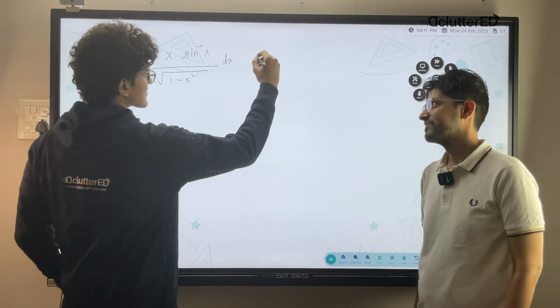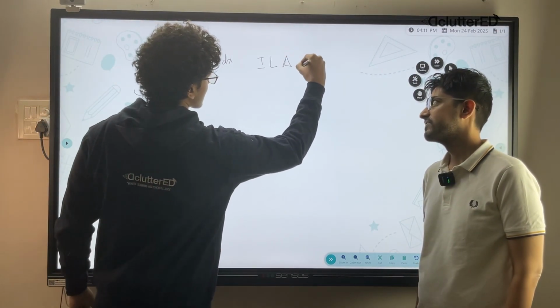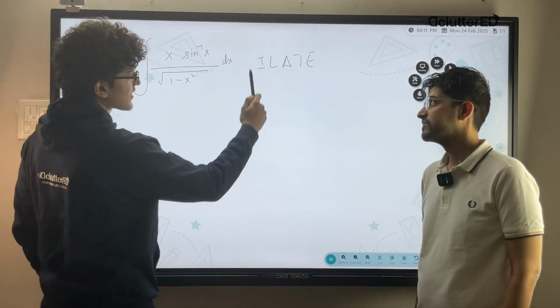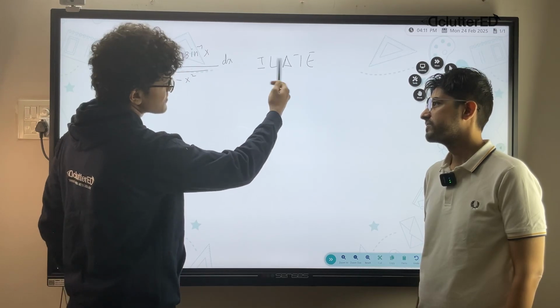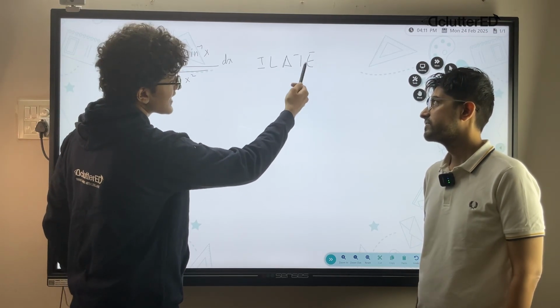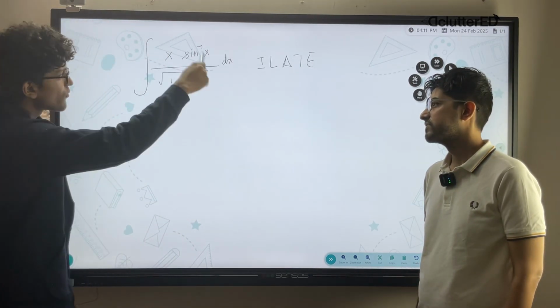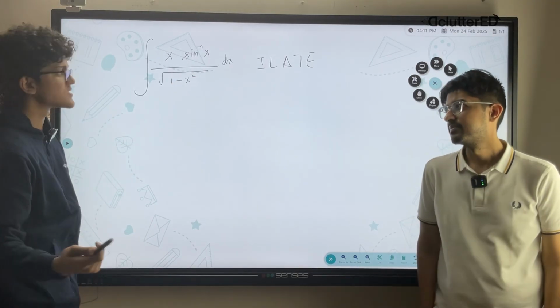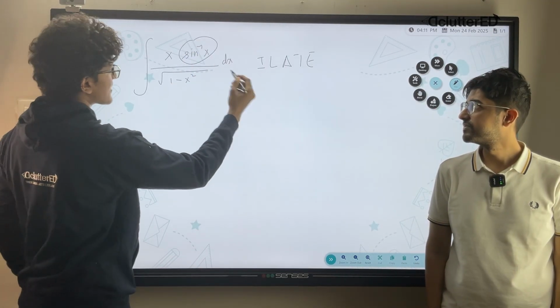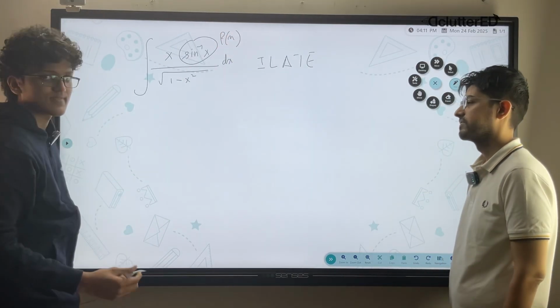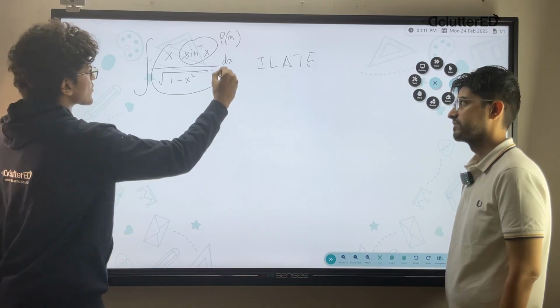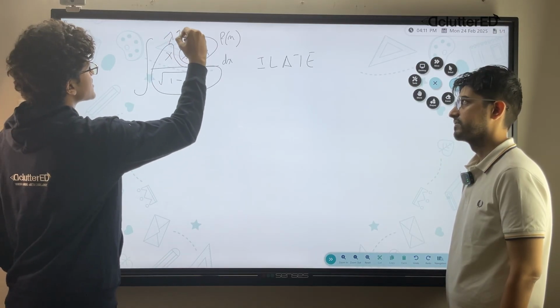So let's just take the rule first, which is ILATE. This stands for inverse trigonometric functions, logarithmic functions, algebraic expressions or functions, trigonometric functions, and exponential functions. When you look at this, what can you see? We have our inverse trigonometric function here, so you take this as f of x. And this is an algebraic expression, so this becomes your g of x.